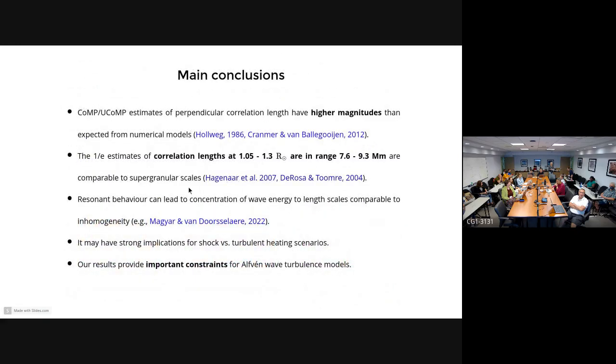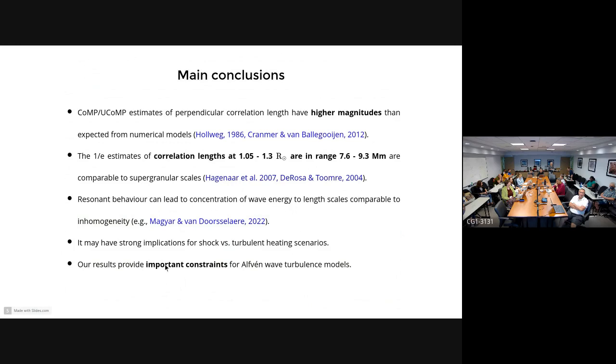So what we have got so far is from the UCOMP and COMP estimates. We got higher magnitudes than we should expect from the models, and between 1.05 and 1.3 solar radii, we got scales of 7.6 to 9.3, which are comparable to the supergranular scales. Supergranulation is the energy injection scale into the corona. We believe the inhomogeneity and the resonant behavior can lead to the concentration of the wave energy at these scales. But again, we need to see more.